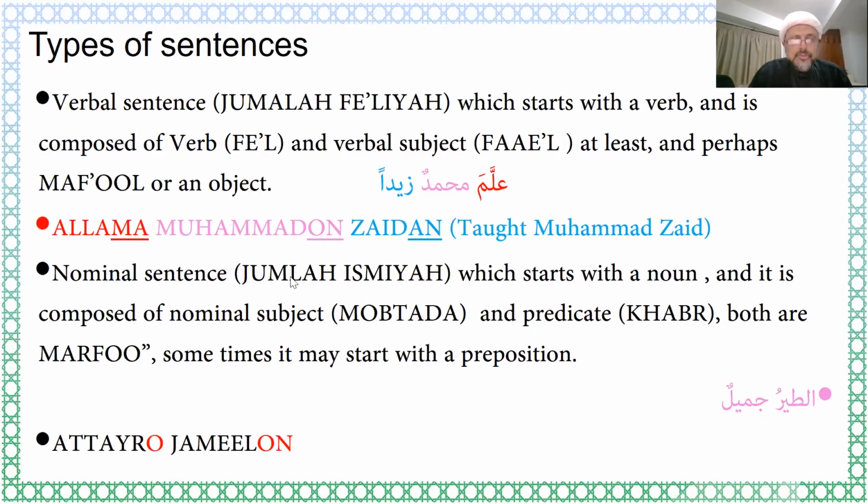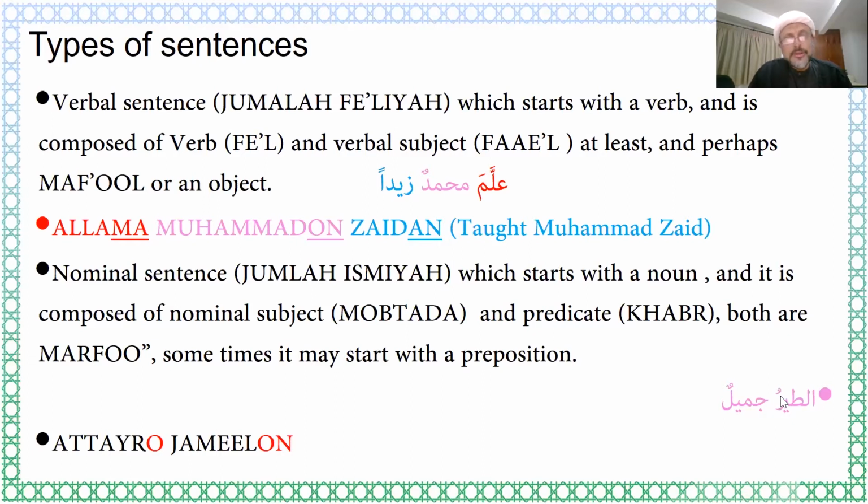Then we have Jumla Ismiya, nominal sentence, which starts with a noun. For example, at-tayru, that means the bird. You need to have a paper and a pen beside you, because not everything is written on my slides. If you feel that you need to write something down, write it down. Like I did not write the meaning of this, at-tayru jamilun. That means the bird is beautiful.